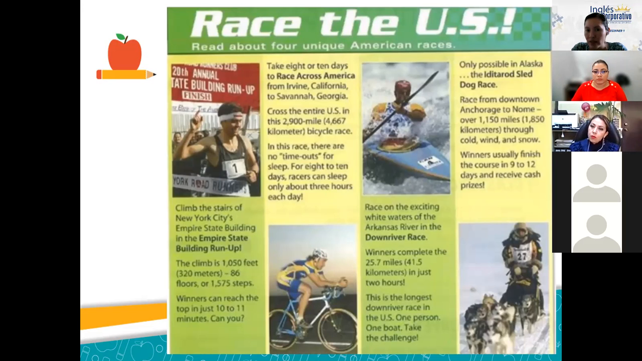Before I start, antes de comenzar, porque ustedes me van a ayudar a leer, ¿hay alguna palabra que no conozcan, alguna palabra del vocabulario que sientan que no la conocen? Ahorita, escanee la información y dígame si ve algo que no conozco.